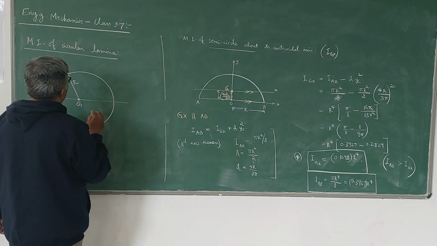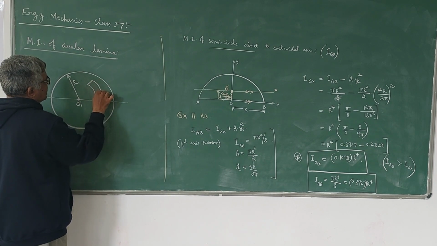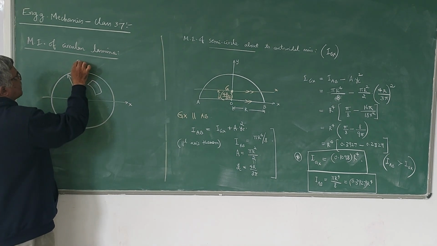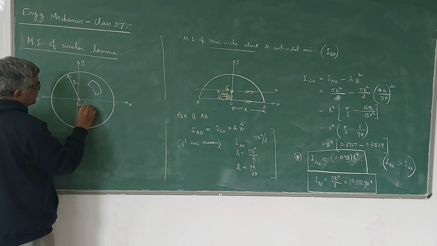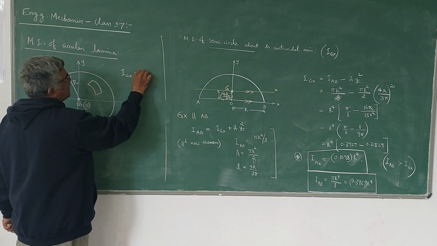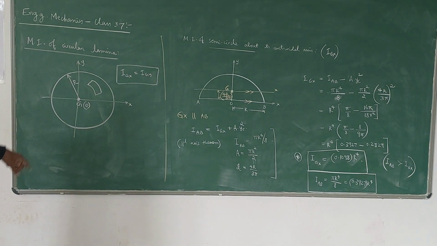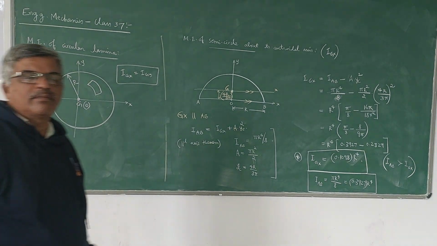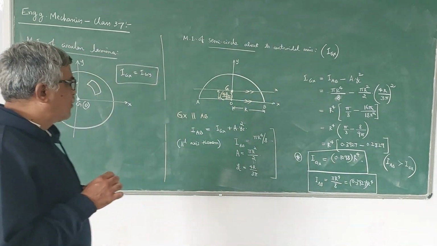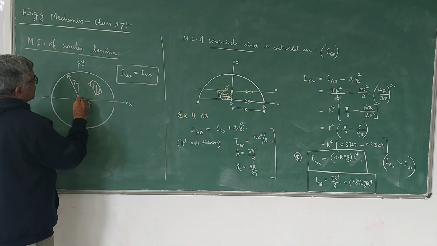Now here, if you want to derive the expression for moment of inertia, it is symmetrical about both the axes. Since the circular lamina is symmetrical about both the axes and the centroid coincides with the origin, your IGX and IGY both will be equal. But not in the case of a semicircle. Whenever a plane area is symmetrical about both the x and y axes, its moment of inertia will be equal about both the axes.